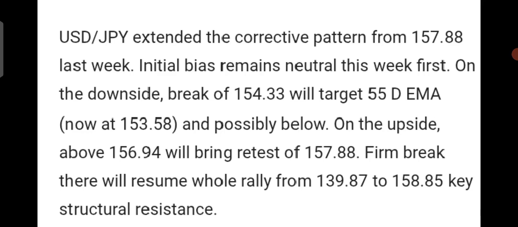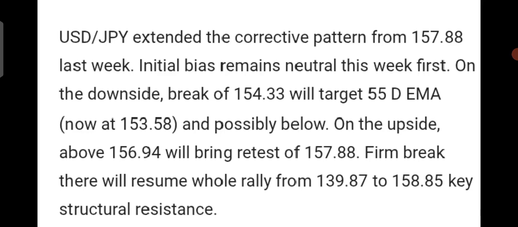Now, if that corrective resistance at 157.88 breaks, that's the good news. More elbow room for the buyers. That means the entire rally, the entire rise from 139.87, has resumed. And then we can further look at a retest of a key structural resistance at 158.85.